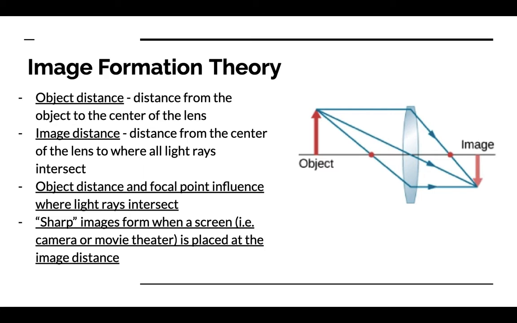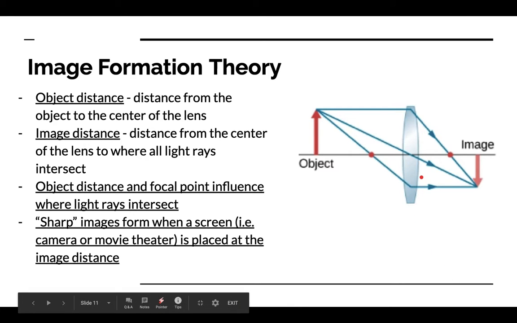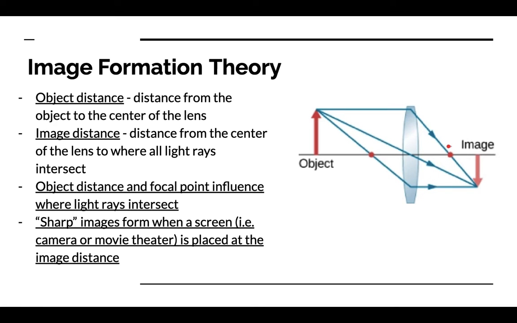So, image formation theory, okay? We're not going to go through the whole geometry of this, nor are we going to bring up the infamous equation used to predict where an image will form. But basically, the image distance, where an image forms, is influenced by two factors: the object distance and the focal point. The object distance is the distance from the object to the center of the lens, like we see right here, whereas the image distance is the distance from the center of the lens to where all light rays intersect. Where our light rays intersect is where the image is going to form. Okay? So object distance and focal point influence where our light rays intersect and thus influence our image distance.